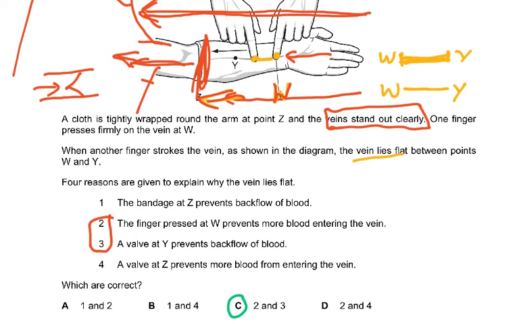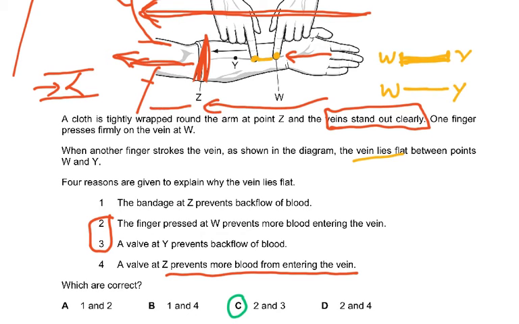But then why is 4 wrong? A valve at Z, at the bandage area, prevents more blood from entering the vein. Now, that's absolute rubbish, because the veins at Z, what is happening? Let's look at it here. At Z, blood is flowing like this. This is the vein. So a valve at Z prevents more blood from entering the vein.